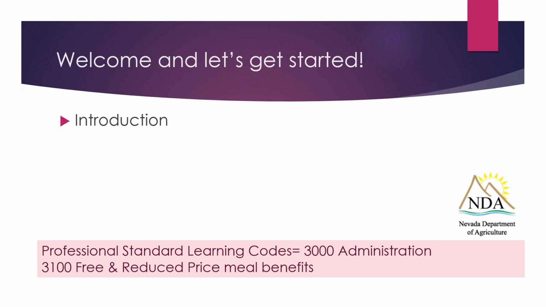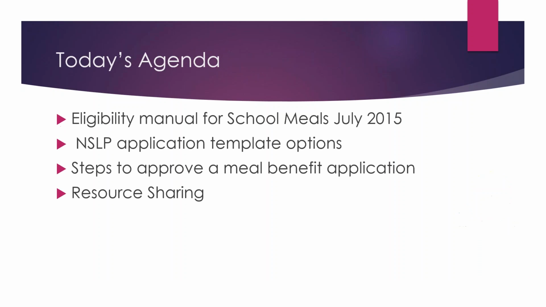For today's webinar, the professional standard learning codes are in the 3000 for administration of your program, specifically 3100 for free and reduced price meal benefits. So let's get started. For today's agenda, we're going to be going over the Eligibility Manual for School Meals, the July 2015 edition, the National School Lunch Program application template options, steps to approve a meal benefit application, and some resource sharing.